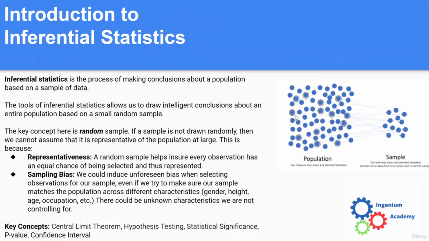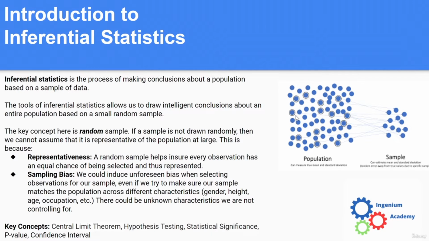And the thing is that even though you would think, okay, well, what if we just controlled across several characteristics? What if we made sure that our sample matched the population's characteristics across several characteristics: gender, height, age, occupation? We made sure it was as close to being the same as the population as possible. Why can't we do that? Why can't we just take the sample and make sure they match the population?